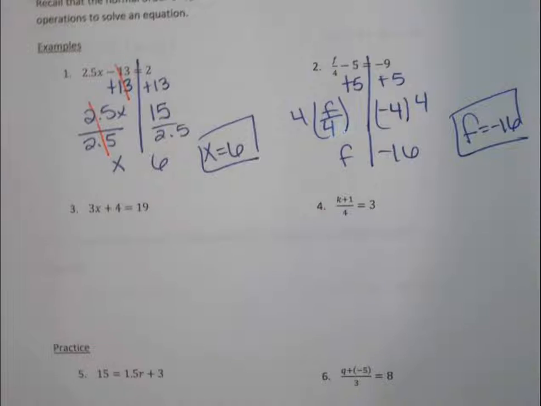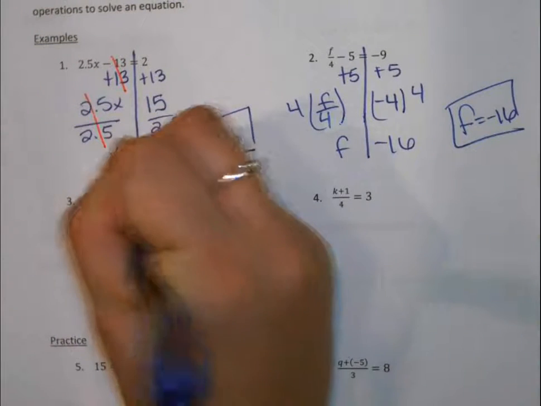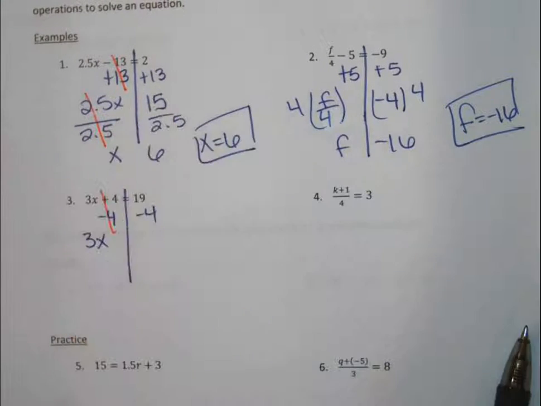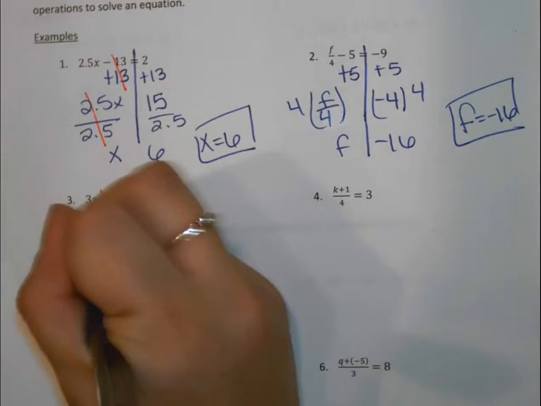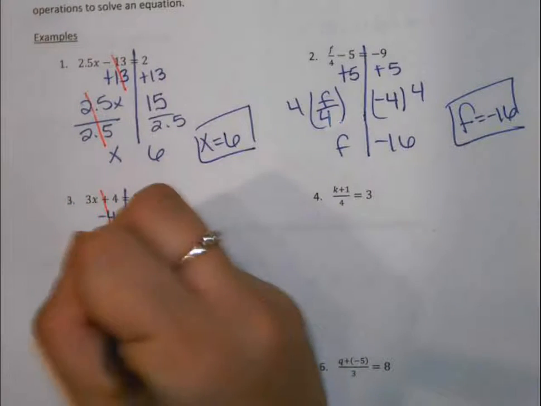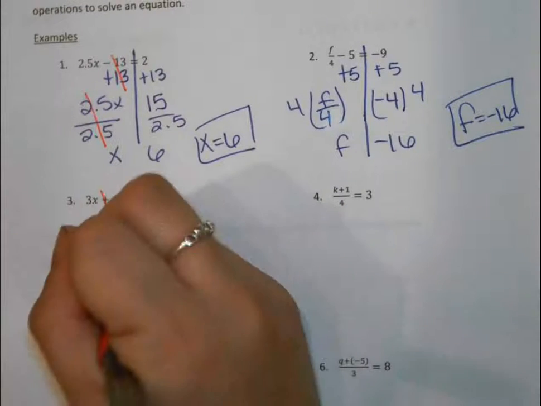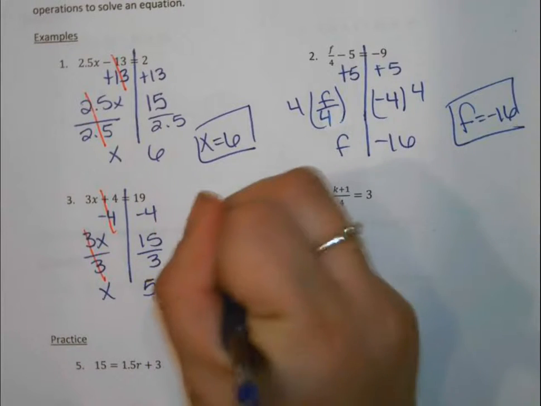Okay. Same thing for 3. I'm going to start off by subtracting 4 on both sides. I get 3x on the left, and on the right I get 15. Then I want to divide both sides by 3. I get x on the left. 15 divided by 3 is 5. So my answer for number 3 is x equals 5.